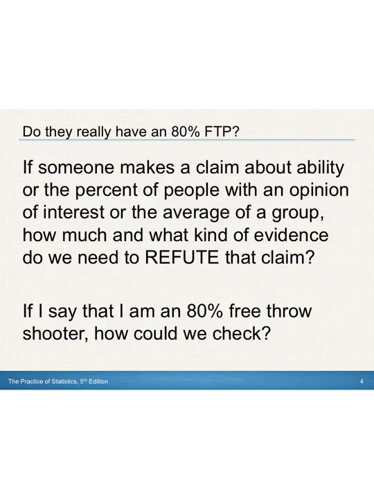So an idea that we started looking at is, does someone really have an 80% free throw percentage? If someone makes a claim about their ability, or the percent of people with an opinion of interest, or the average of a group, how much and what kind of evidence do we need to refute that claim? If I say that I'm an 80% free throw shooter, how could we check?